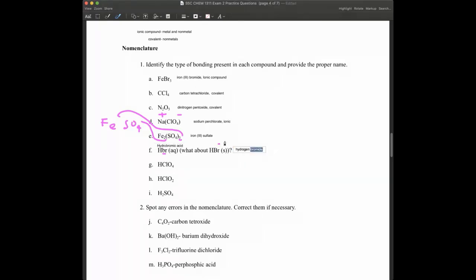So for this one, I would say that HBr is actually going to be ionic, because notice how you have a Br here, which is a minus charge, and you have this H here, which is positive. So to get Br to have 8 electrons, H is going to transfer.